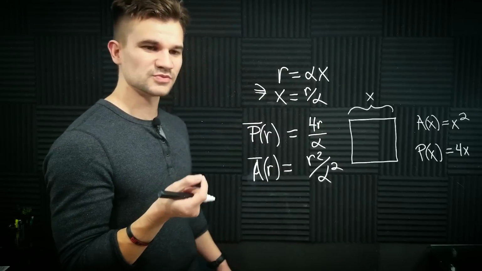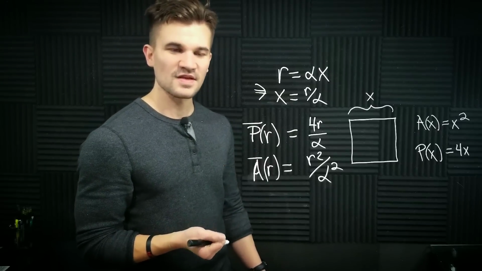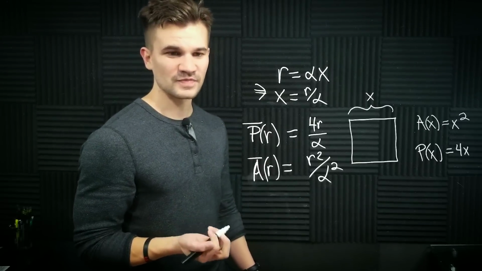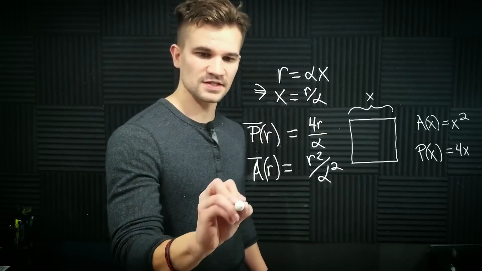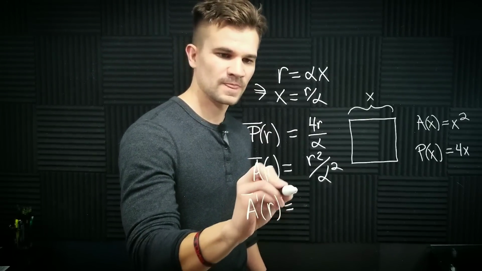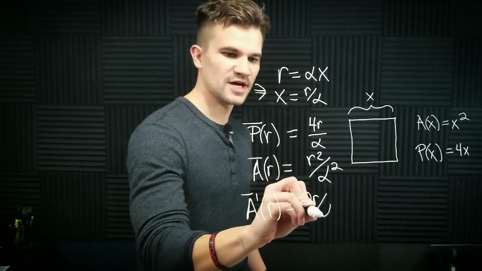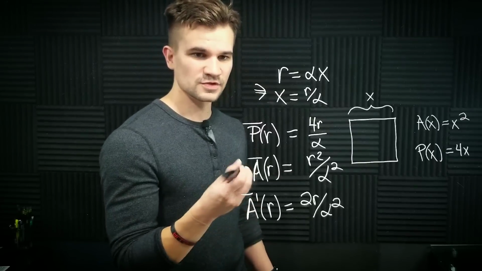So now what we'll do is we'll just take the derivative of A bar and set that equal to P bar. That'll allow us to solve for alpha. So the derivative of A bar is just a simple power rule. We're going to get A bar prime of r equals 2r divided by alpha squared. And we're going to set that equal to P bar of r.